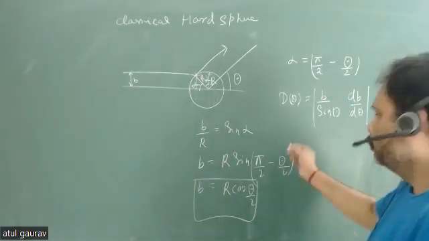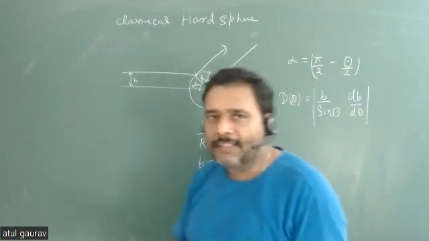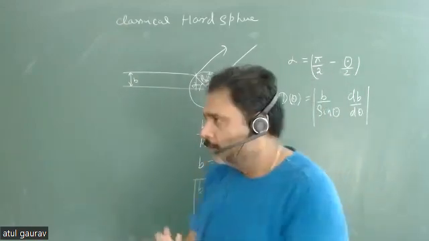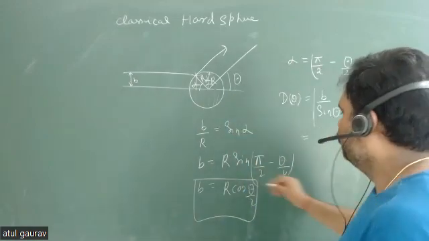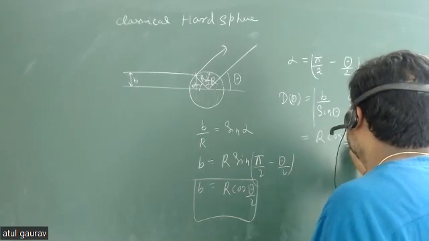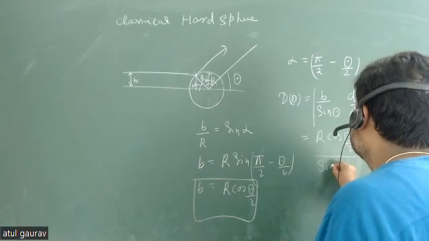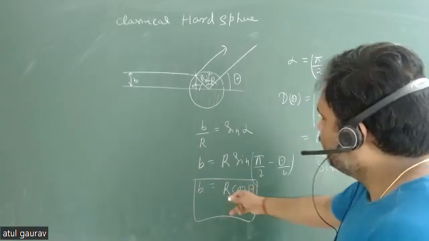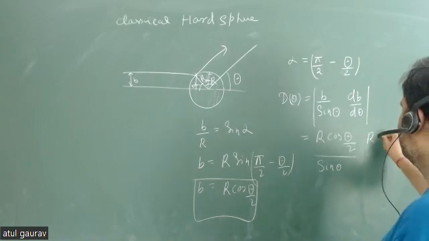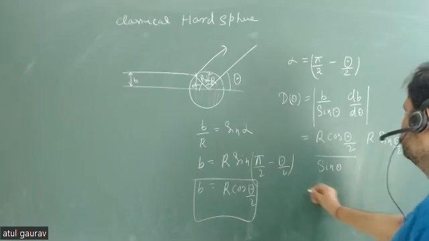Now, why should it always be positive? Don't get trapped in the mathematical differentiation, thinking that if a negative comes out then the differential scattering cross section will become negative. No. For example, here you can see, what do we write for the value of b? b is r cos theta by 2, and db upon d theta is minus r sine theta by 2 into 1 by 2, but we will neglect the minus sign.